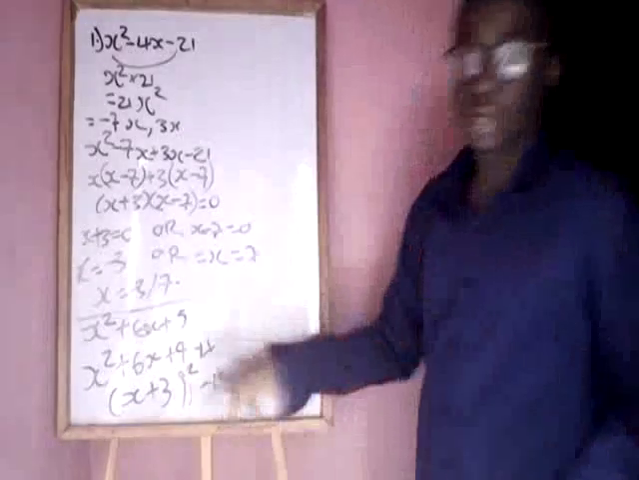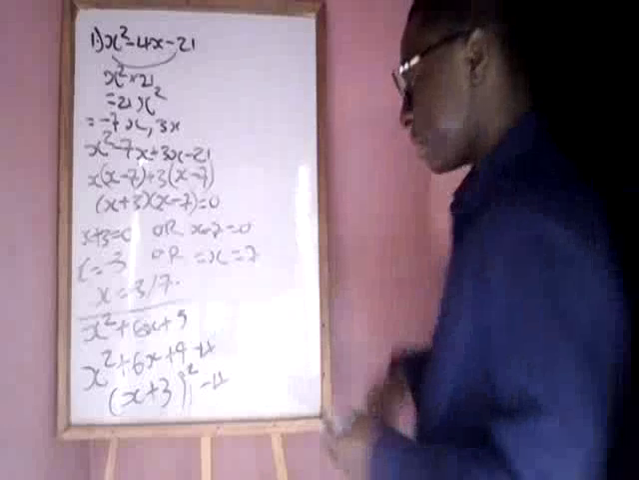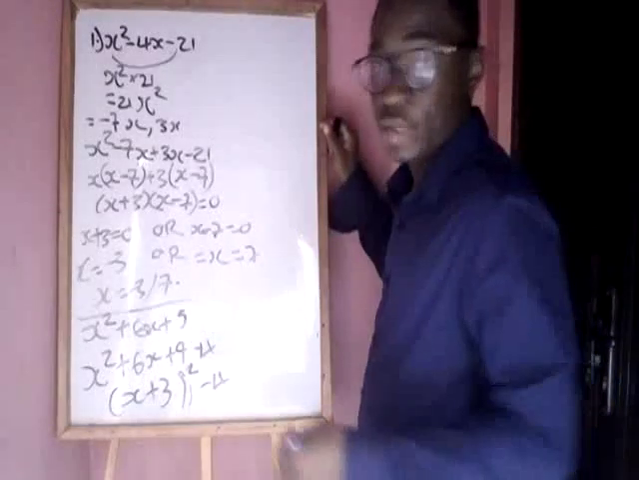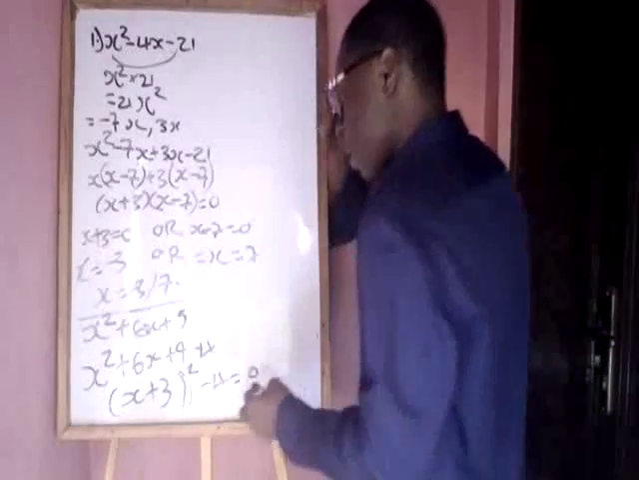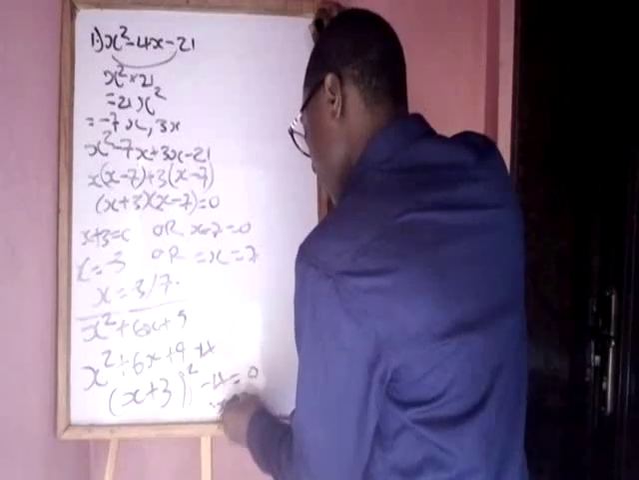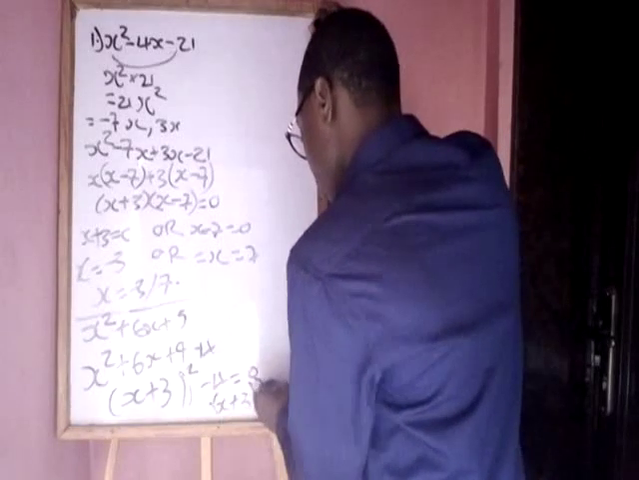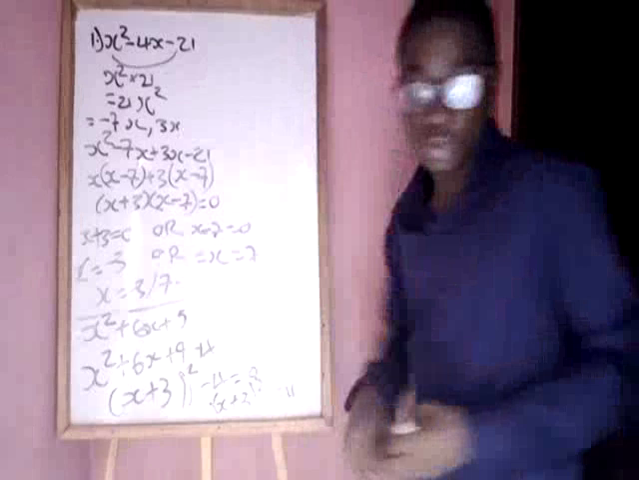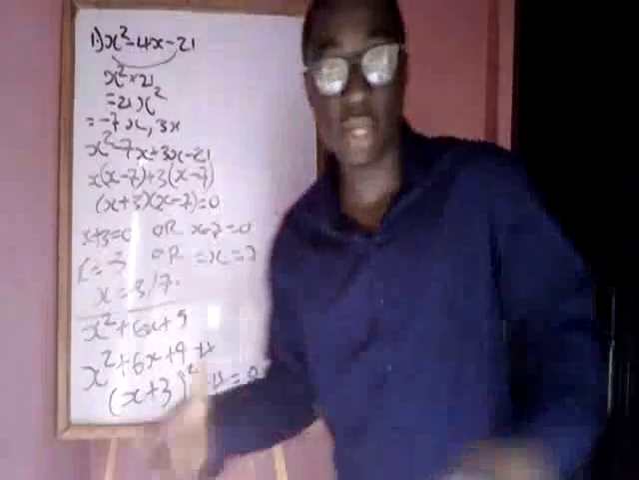So this is another way of factorizing. And then if we turn it into an equation that equals 0, we'll have x plus 3 squared equals 4. And then you solve the equation like that. That is the second method. That is the method of completing the square.